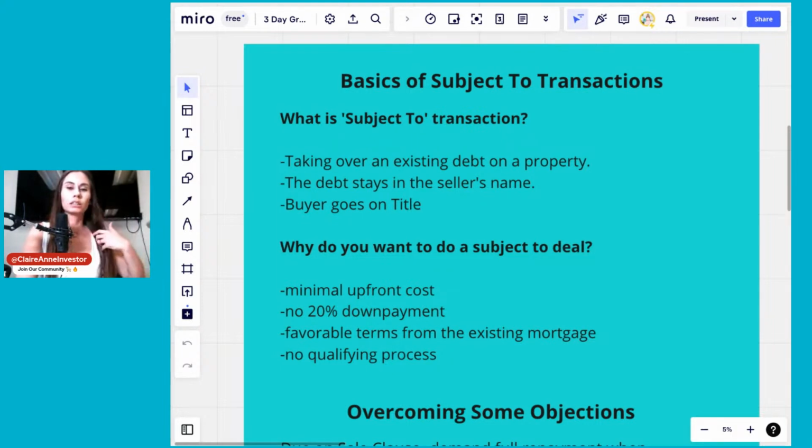Okay, so I'm talking about subject to transactions. You already know the basics of the subject to, with taking over the existing debt payment.